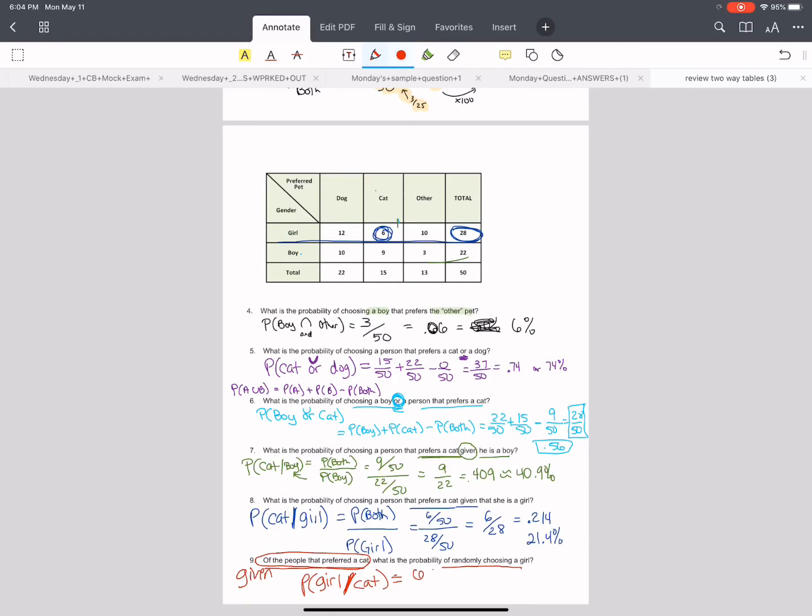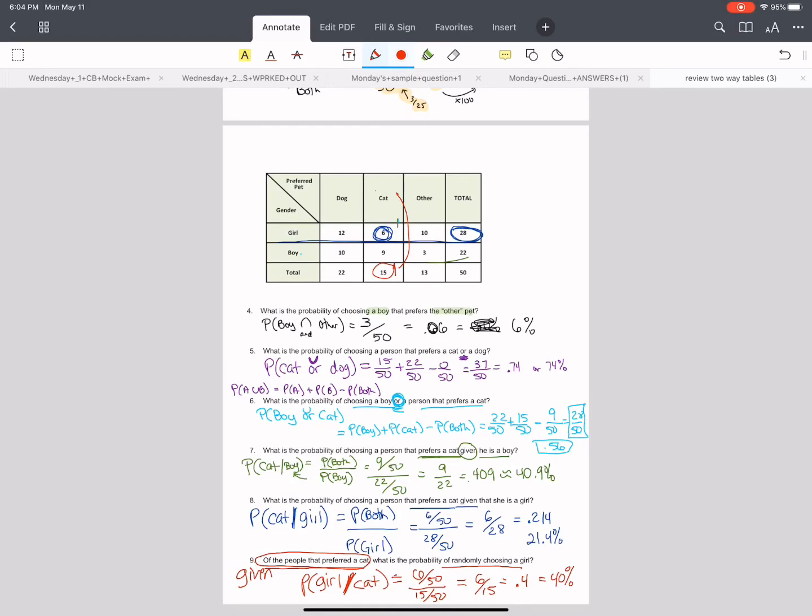6, it's the same number, 6 out of 50. But this time the denominator is the probability of a cat, which is 15 out of 50. I got it right here, that's cat. So it's 15 out of 50. So this ends up being 6 out of 15. And 6 divided by 15 is 0.4, which is the same as 40%.